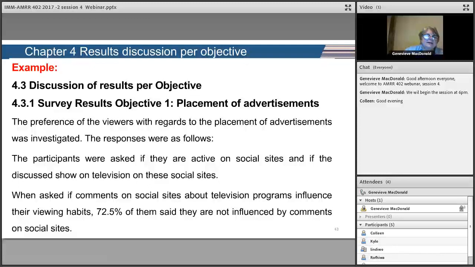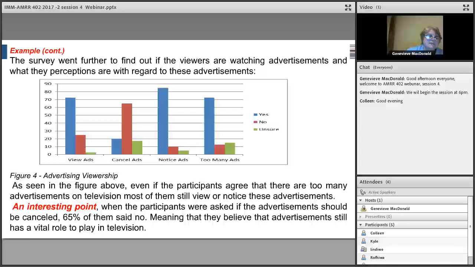Please do not just repeat the percentages, but in this particular case, you will see it serves a purpose. If you look at the graphs there, they view the ads, they say cancel the ads, they notice the ads, they say there's too many ads. So even if the participants agree that there are too many advertisements on television, they still view or notice these advertisements.